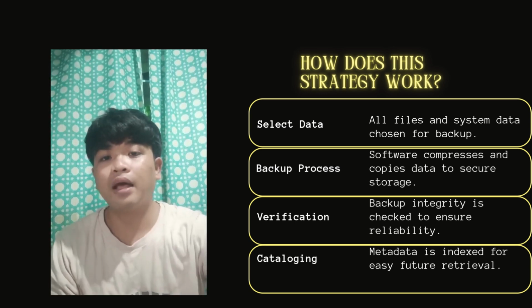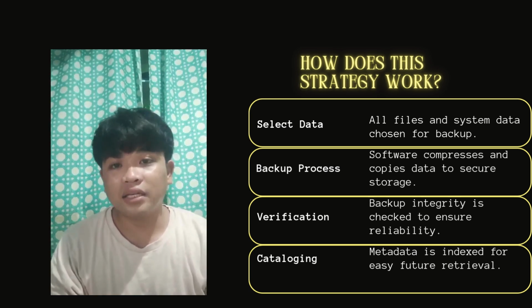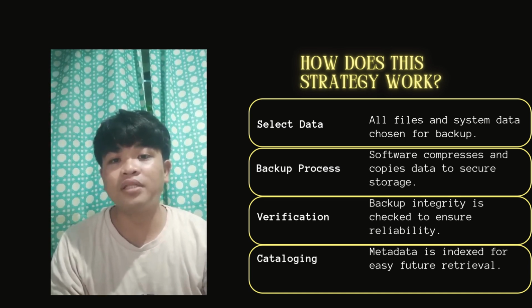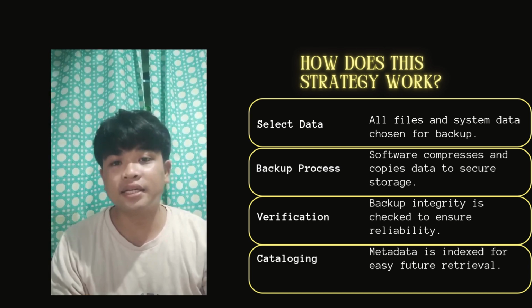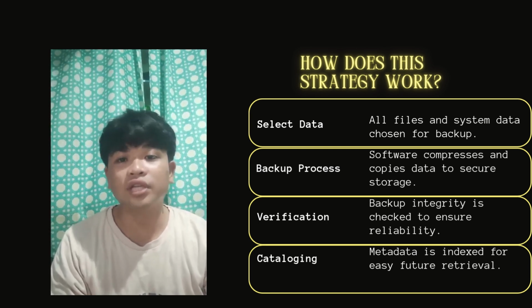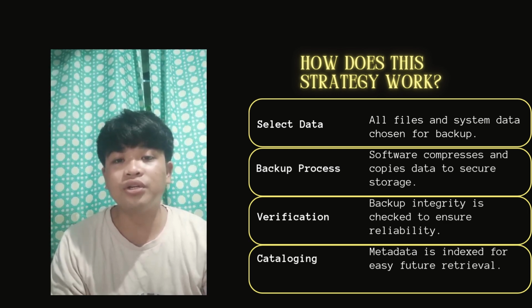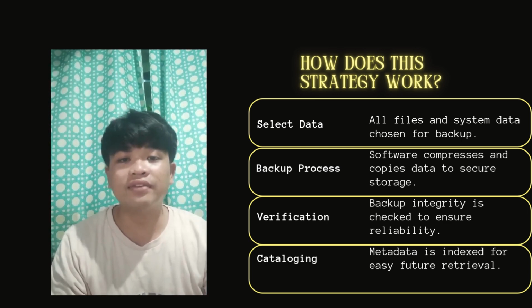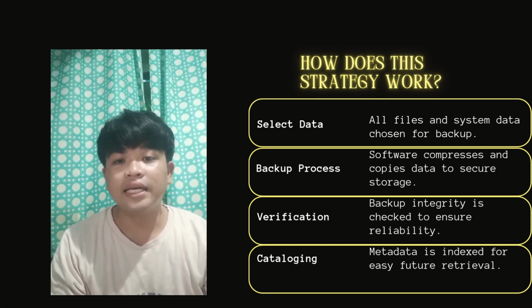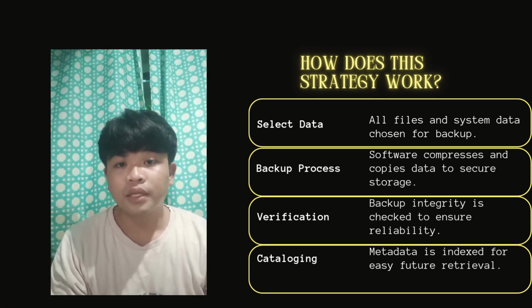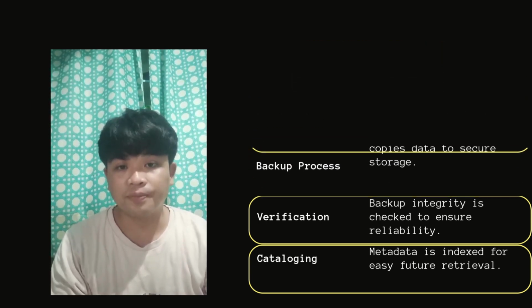Fourth, cataloging. It means metadata, information about the data, is organized and indexed to make it easy to search and retrieve the backup in the future. So this strategy ensures data is safely stored and easily recoverable in case of data loss.